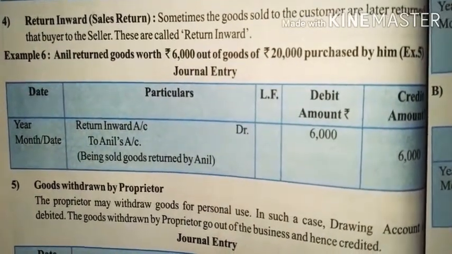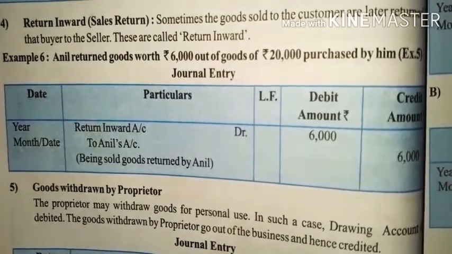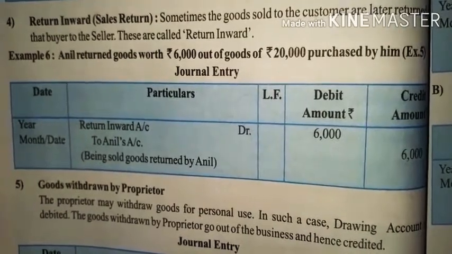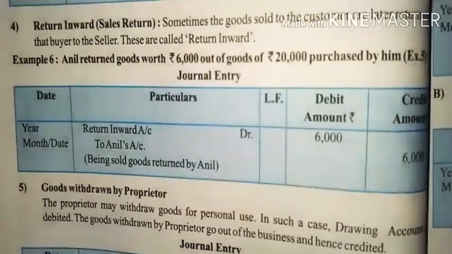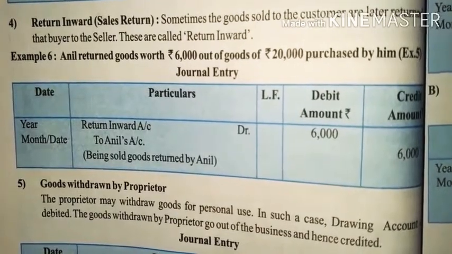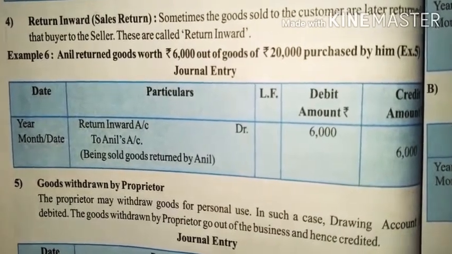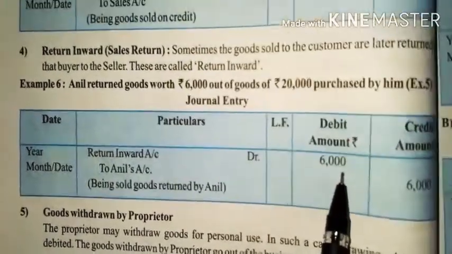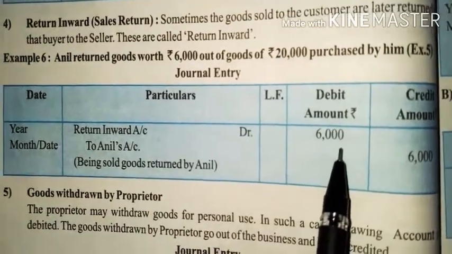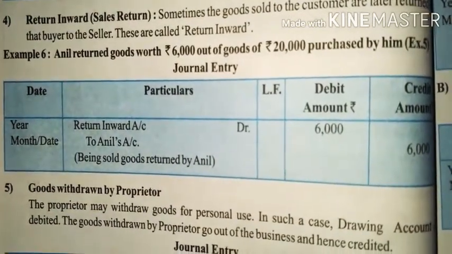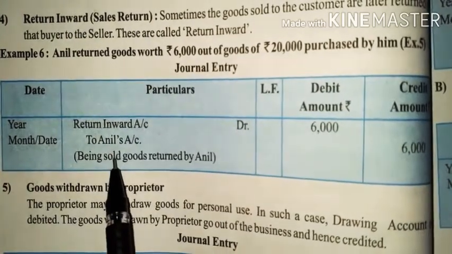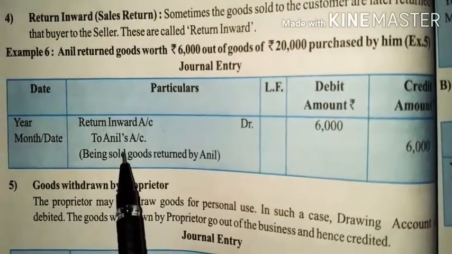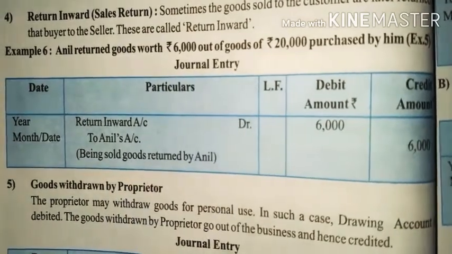Return inward account is a nominal account. Now, debit all expenses and losses, credit all incomes and gains. Here the goods you have sold to Mr. Anil, out of which 6,000 worth of goods were returned back to you. So this 6,000 is a loss for you. That is why return inward account is debited. You write 6,000 in the debit column. Who has returned the goods? Anil has returned the goods. So the next account will be Anil's account. This account will be credited.